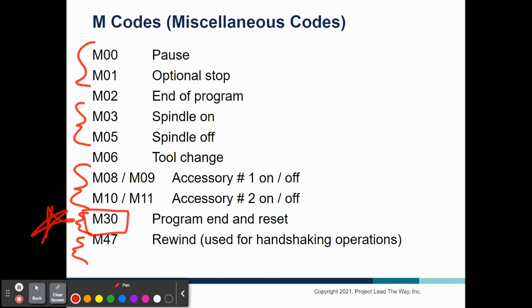M2, like I said, the same thing. It tells it it's the end of the program, but it's just not going to reset it. It's not going to go back to the top of your program. M3 is spindle on, M5 is spindle off. So these codes will probably be used quite a bit.